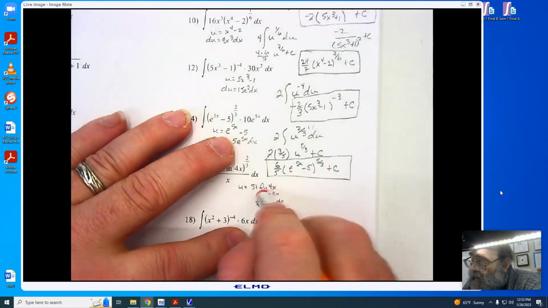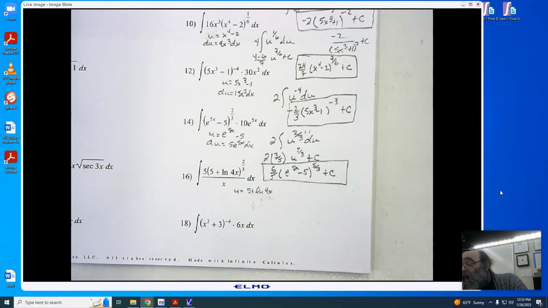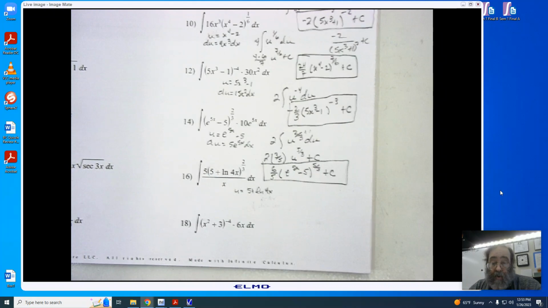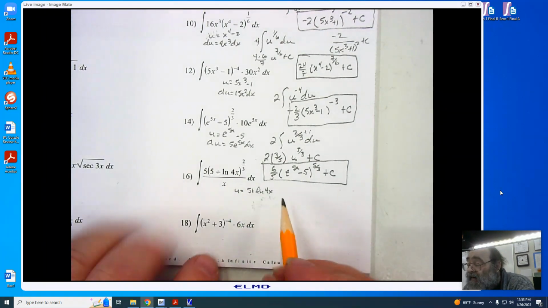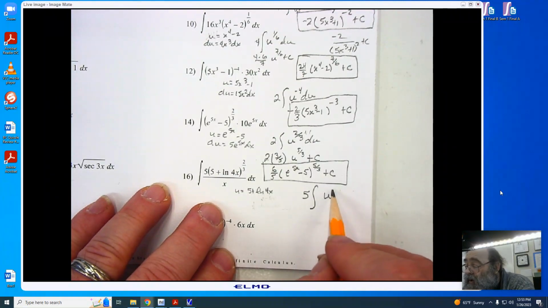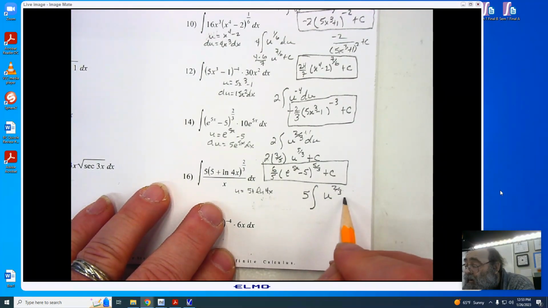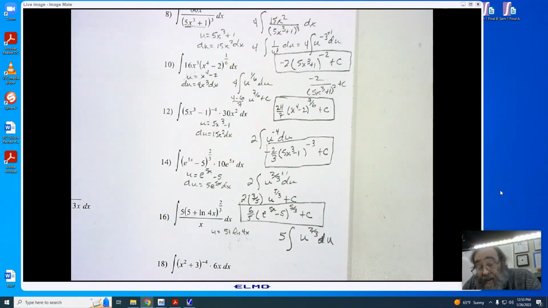So let's just think about the natural log for a minute. We know that the derivative of the natural log of 4x is going to be 1 over 4x times 4, and it's going to cause the 4's to cancel, leaving us with 1 over x. Keep that in mind. I see 1 over x with a factor of 5. So I know I have a 5 outside. I know I'm going to get the u to the 2/3 power, plus, and then we have the du.